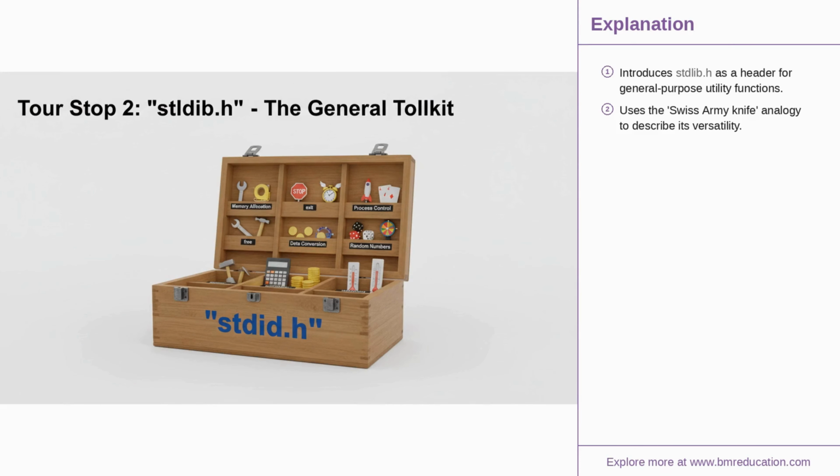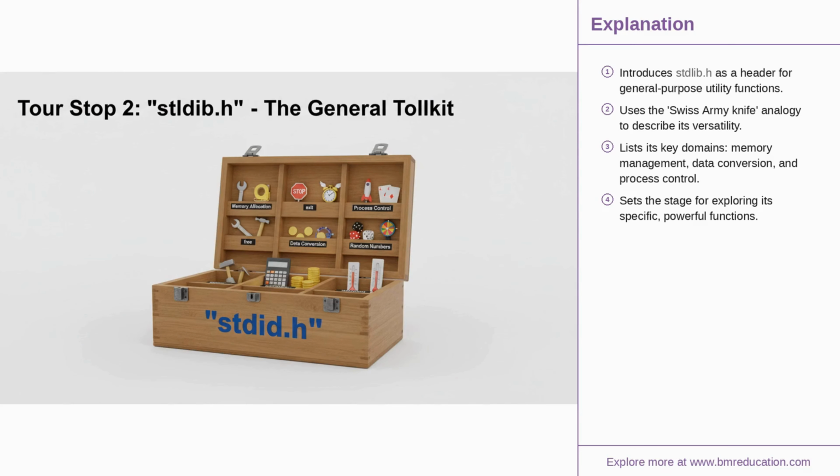Next on our tour is stdlib.h, the standard library header. This is a general-purpose toolkit filled with essential utilities for memory management, data conversion, and more. If a function doesn't neatly fit into categories like I/O or math, there's a good chance you'll find it here. It's the Swiss Army knife of the C standard library.